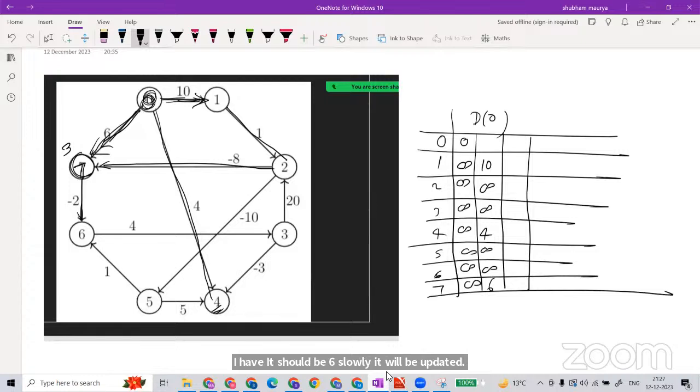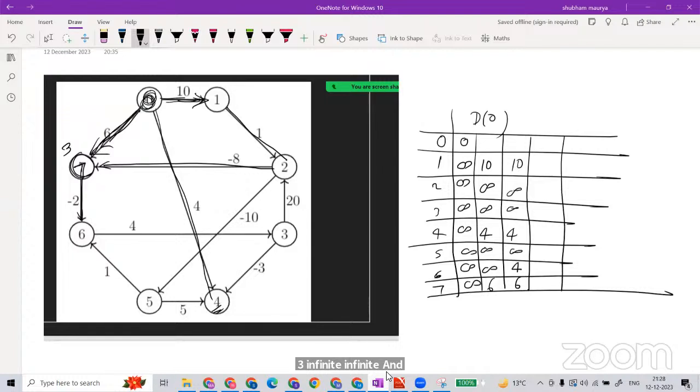So now from here go to 7 and then 2. So it is going to be 4. It will be slowly updated. In the next step, 6 and 5 will be reached. 5 is here. And the rest all will be infinite. 4 will be 4, 3, infinite, infinite, and 1 will be written.